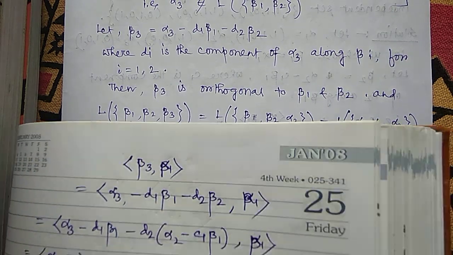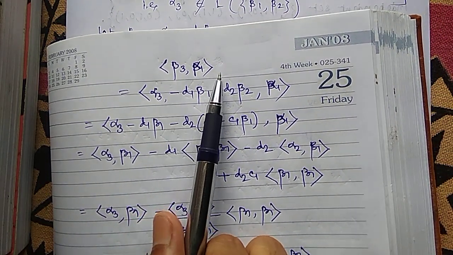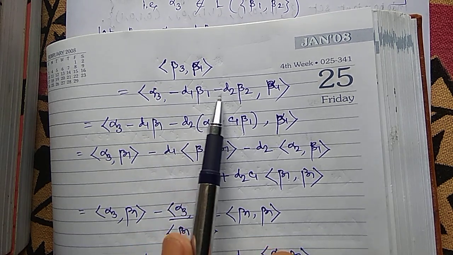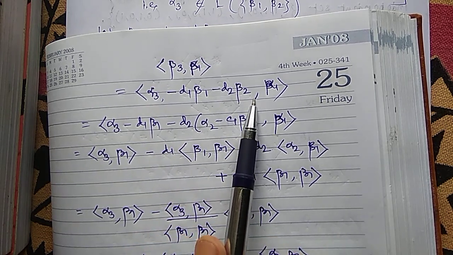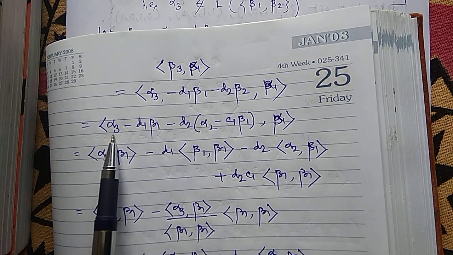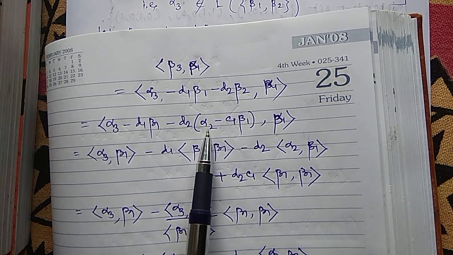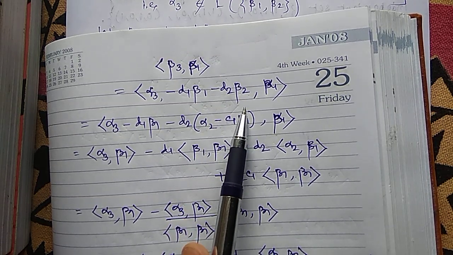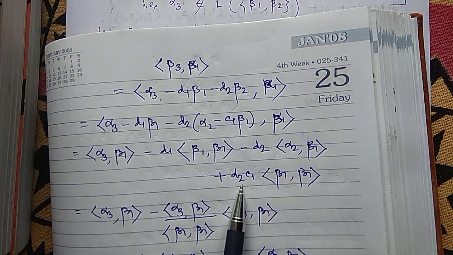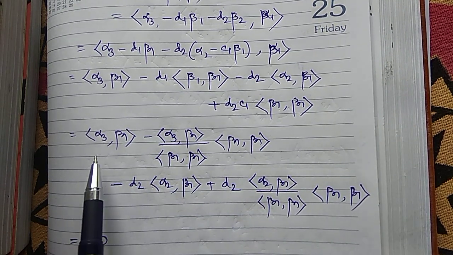Okay, here is a little calculation. Inner product beta 3 and beta 1: write the value of beta 3 as alpha 3 minus d1 beta 1 minus d2 beta 2, inner product with beta 1. Okay, next write down the value of beta 2 in terms of alpha 2 and beta 1, that is beta 2 is alpha 2 minus c1 beta 1, with inner product beta 1. So after a little bit of calculation I get this.